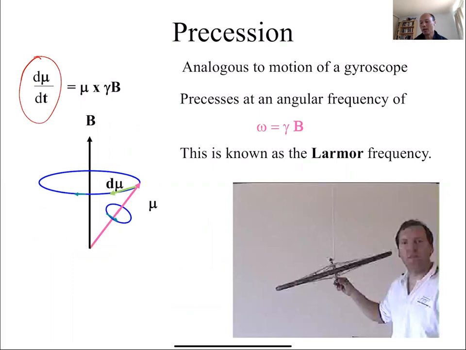So that's saying that mu cross B is the cross product between these two, so that's going to be a vector that's pointing orthogonal to the path. And so what this means is that if you have something that has a magnetic moment and angular momentum, it's going to precess around the main magnetic field, right? And so that's the key. So precession happens. And in fact, it's going to precess at this particular frequency, omega equals gamma times B, where this is known as the Larmor frequency. And this gamma is called the gyromagnetic ratio.